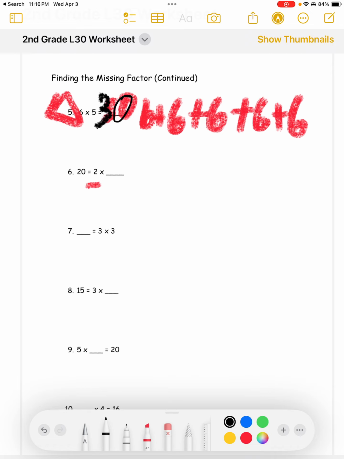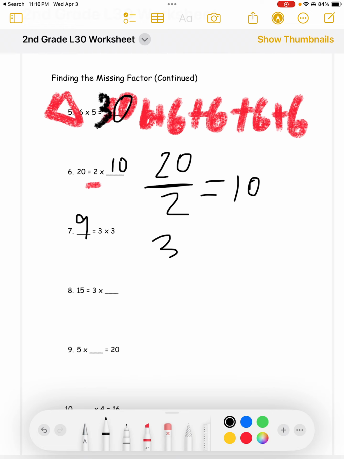And question number 6, we're finding the missing factor, so we could divide. 20 divided by 2. And what's half of 20? Half of 20 is 10. So our answer, the missing factor, would be 10. 20 equals 2 times 10. Question number 7. Blank equals 3 times 3. And 3 times 3 is 9. And we know this because we just have to add 3 times.